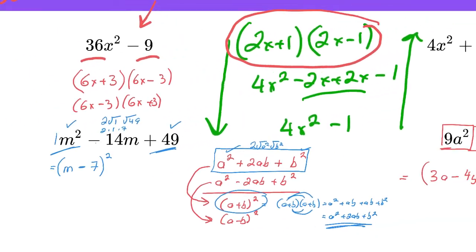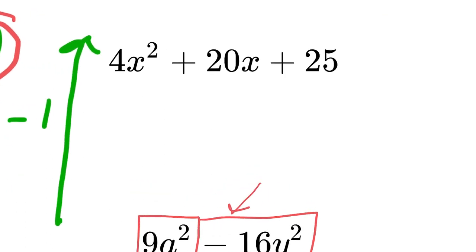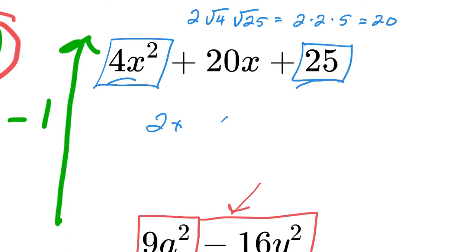My last example of special products, another perfect square trinomial. This is a perfect square. 25 is a perfect square. The middle term is twice the value of the square roots of the outer two terms. So I take the first term and I square root it. I take the last term and I square root it. I follow the sign, and I have now successfully factored another perfect square trinomial.